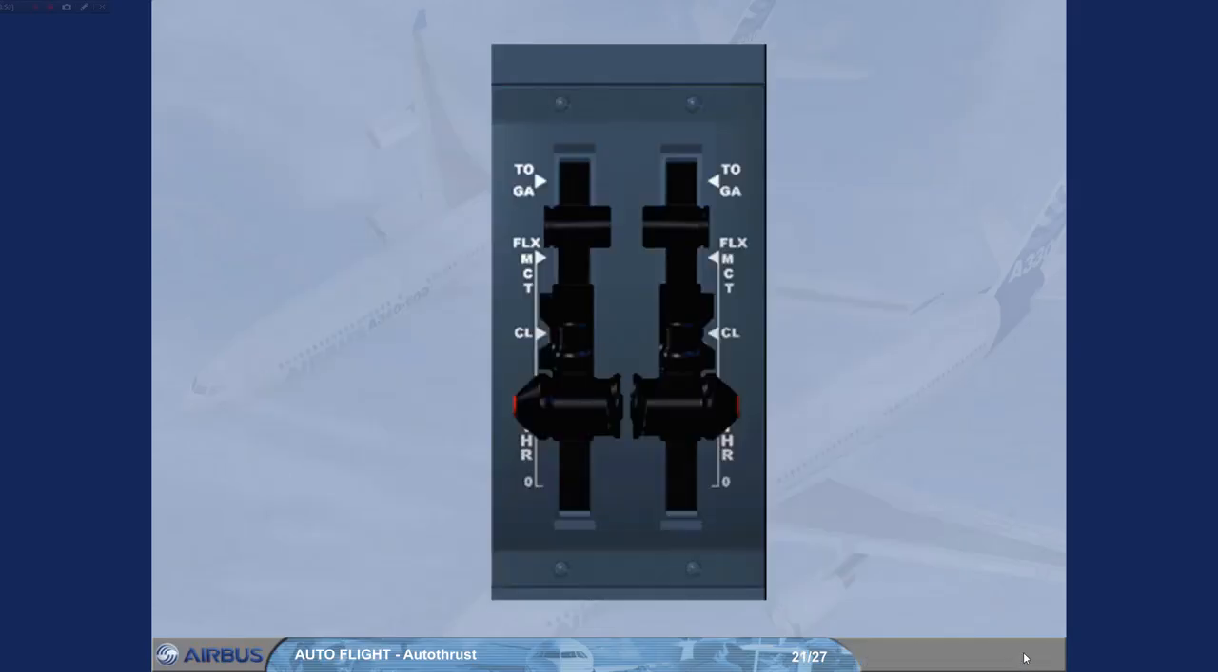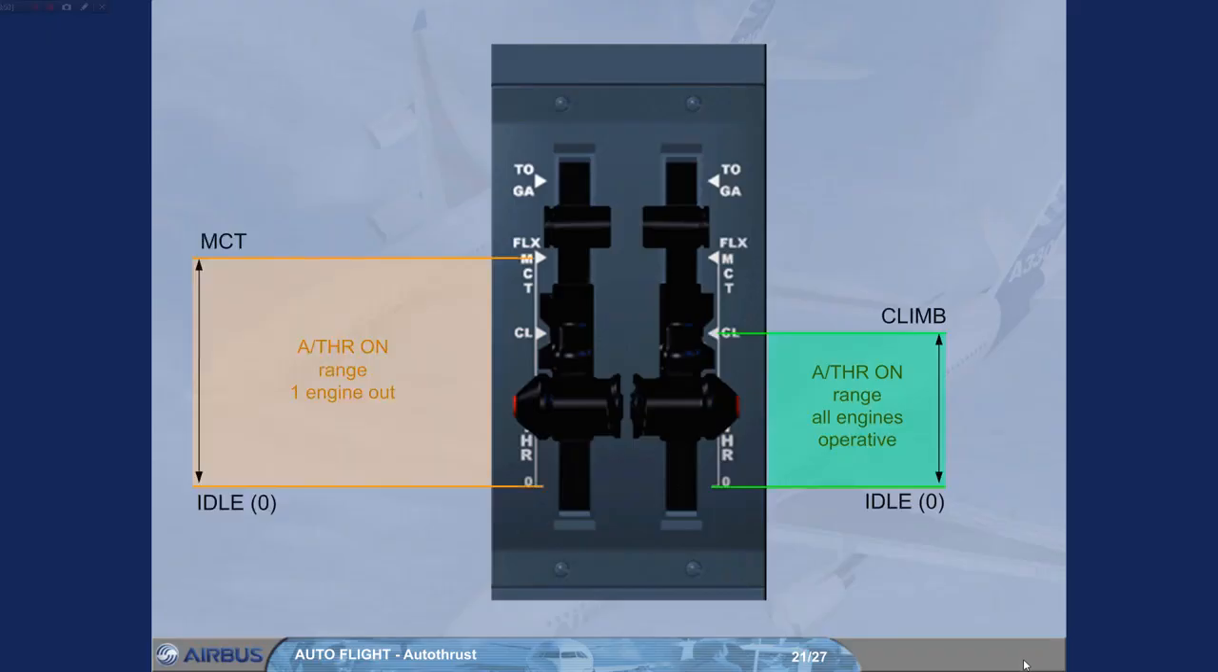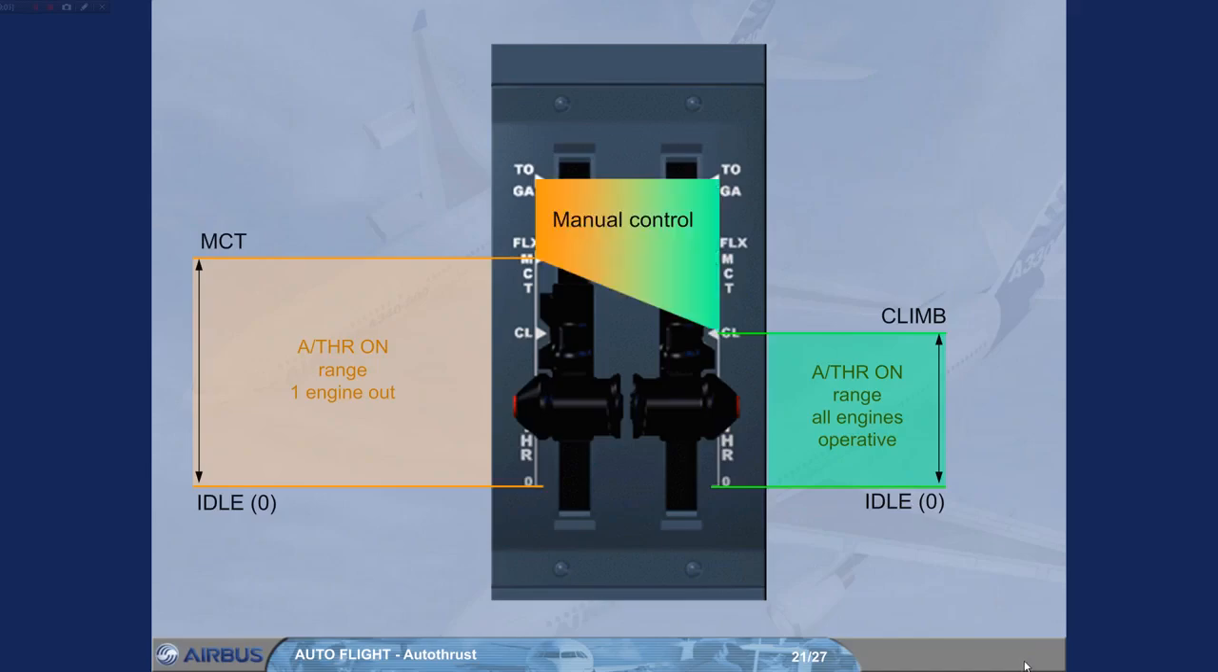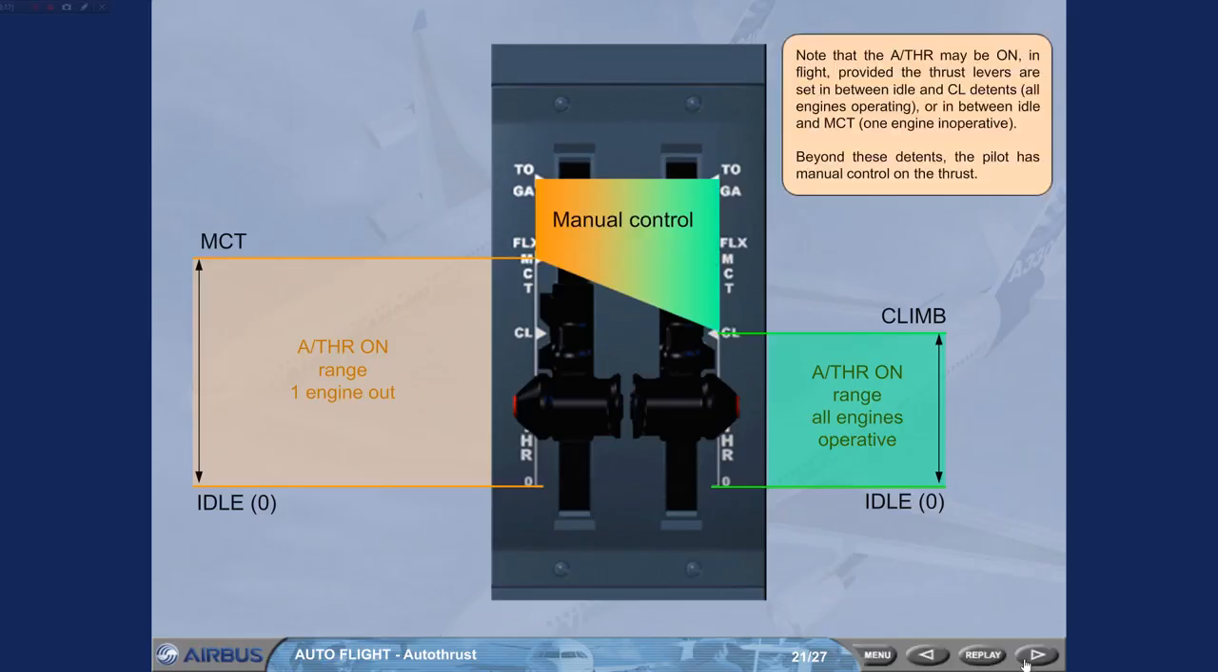Note that the auto thrust may be on in flight, provided the thrust levers are set in between idle and climb detents, all engines operating, or in between idle and MCT, one engine inoperative. Beyond these detents, the pilot has manual control on the thrust.